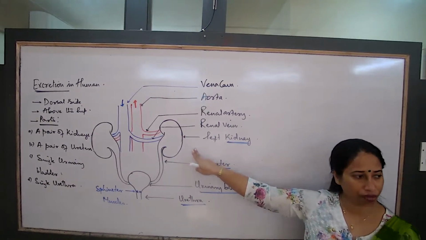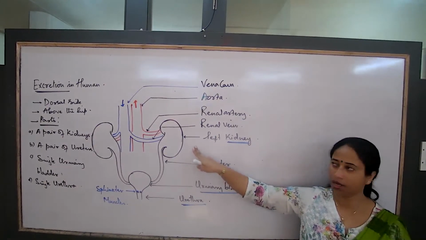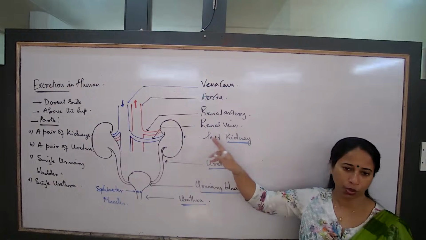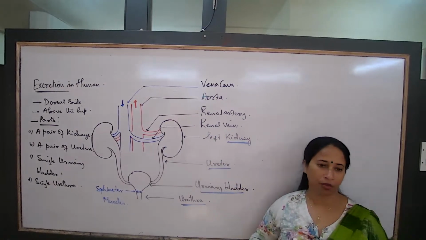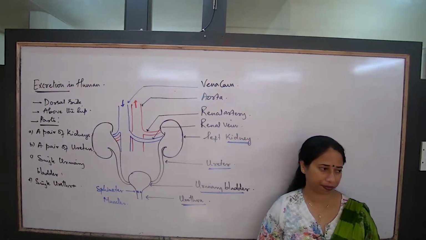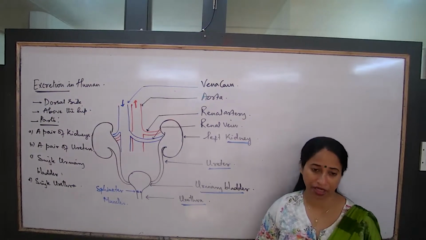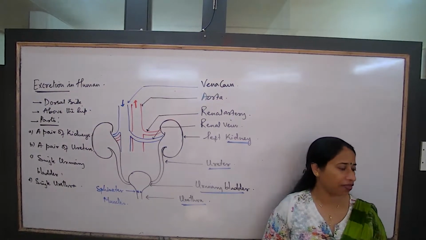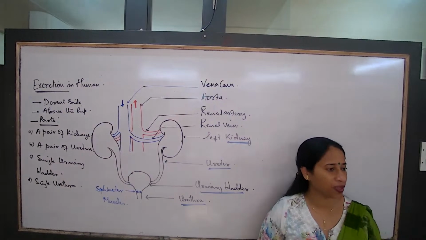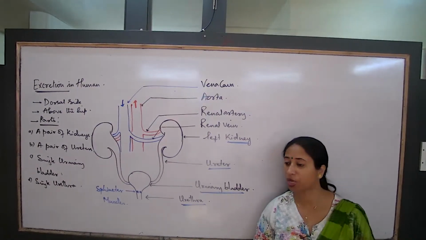What is the relation of the aorta? I'm drawing the aorta with reference to the heart. What is the aorta doing? Carrying oxygenated blood. Today also we were discussing that the aorta is the major artery of the body which carries oxygenated blood from which chamber?